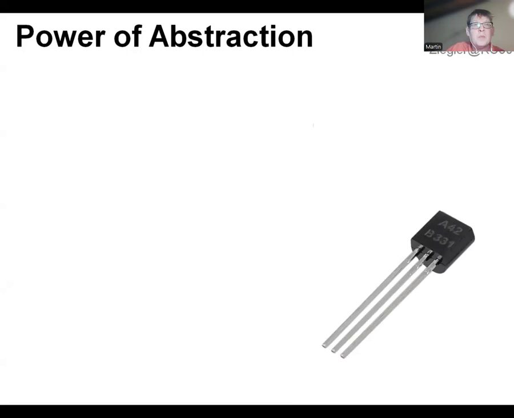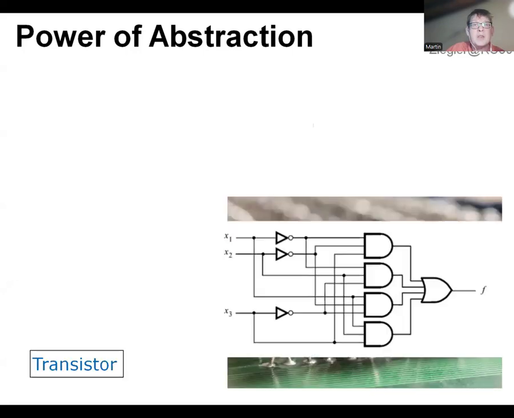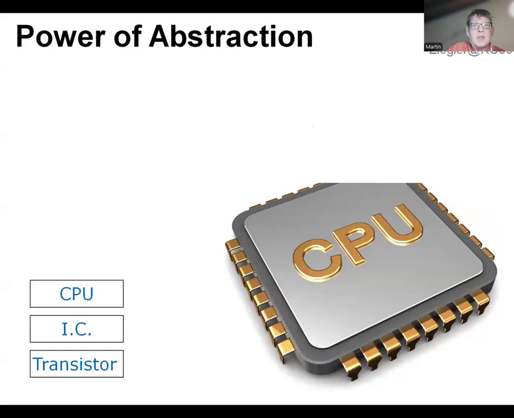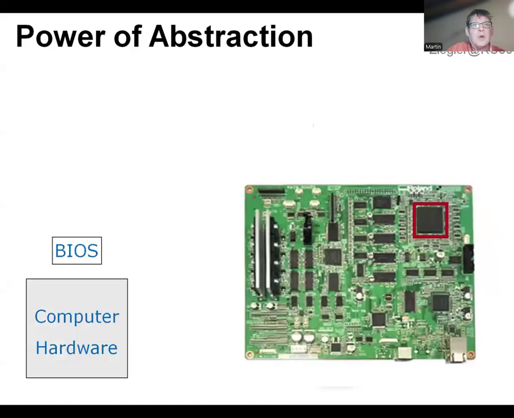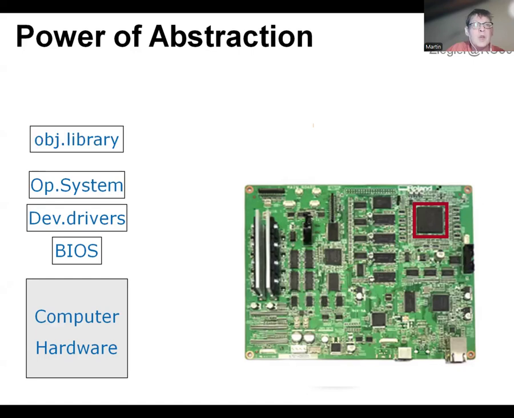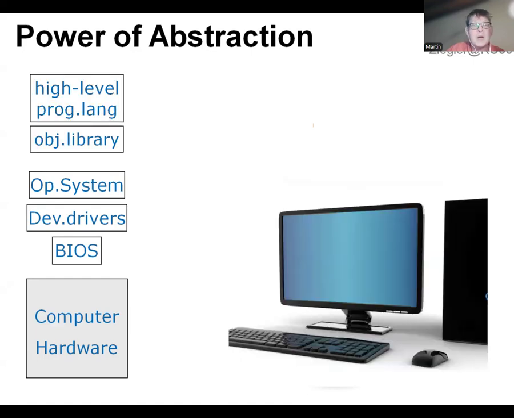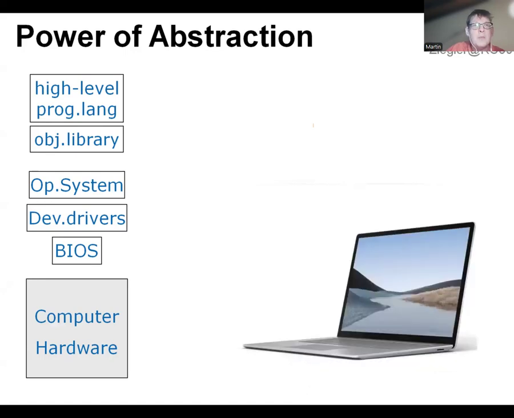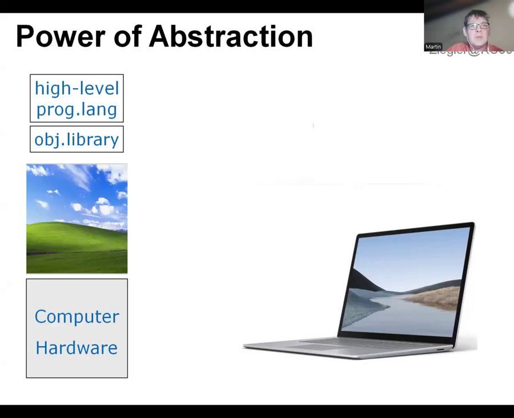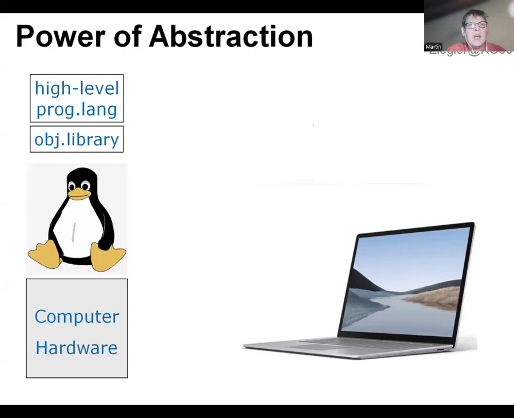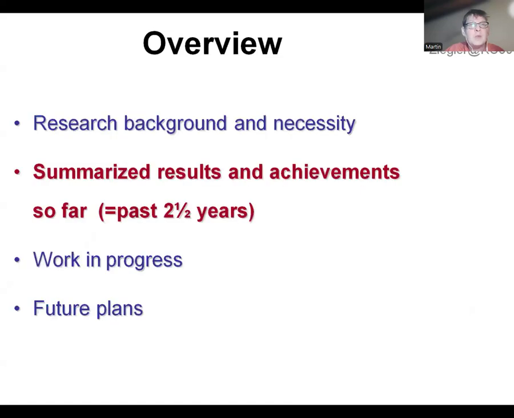the transistor. Transistors are combined into CPUs, and CPUs are combined into motherboards. Then all these details are hidden behind the BIOS, the device drivers, operating system, object library, and high-level programming languages. And this allows our high-level programs to run on any kind of computer, a PC or a laptop, on any kind of operating system. So abstraction has all these advantages, and we do the same for continuous data types.